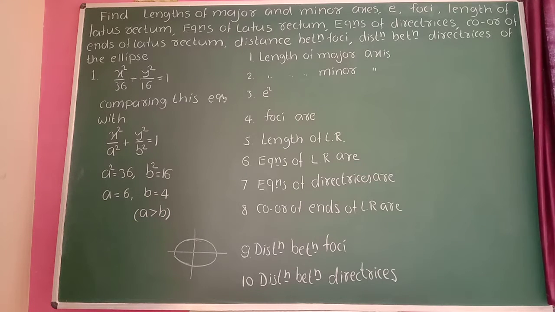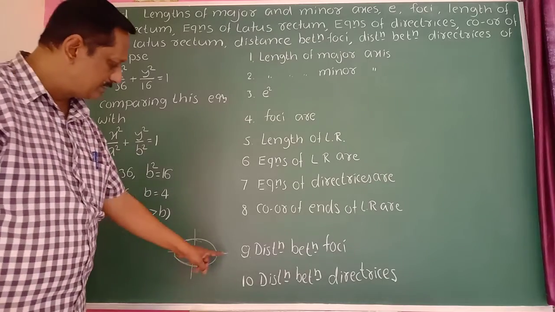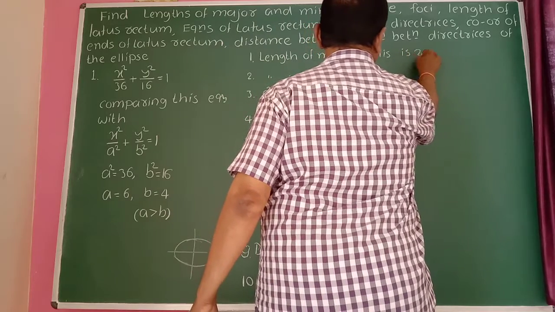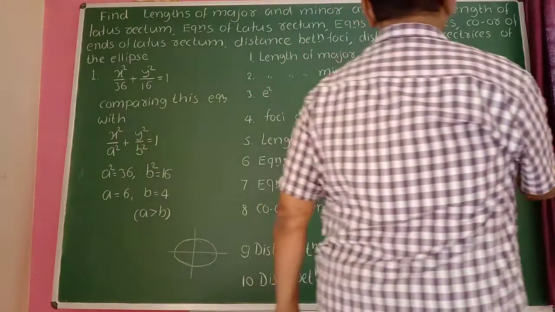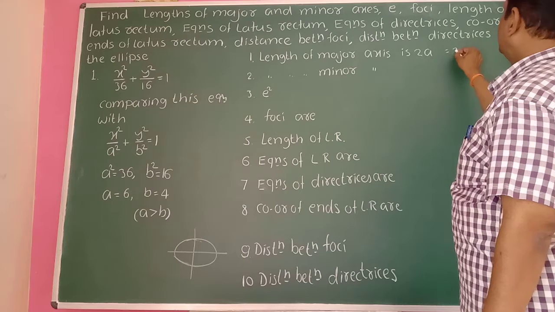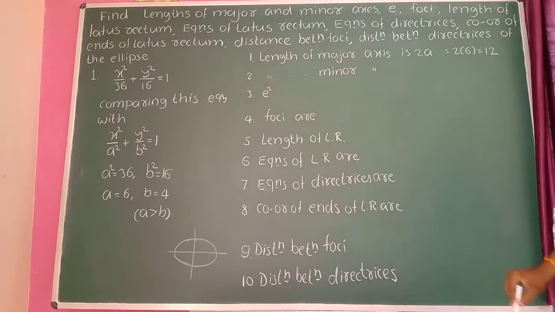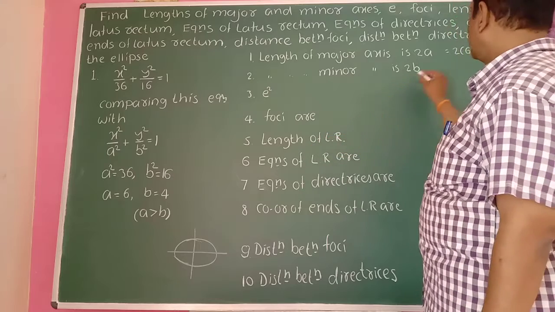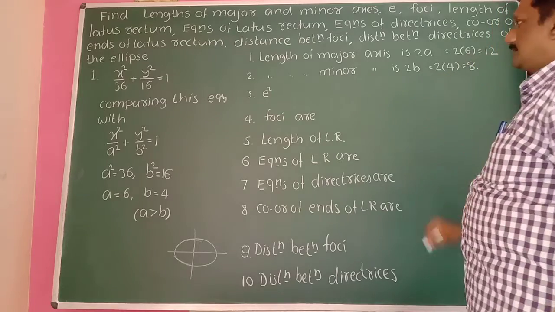So now use the formulas, means the coordinates and equations according to this ellipse. Therefore here x axis is the major axis. So length of the major axis is 2a. Then a value is 6, so 2 into 6 is equal to 12. Length of the minor axis is 2b. B value 4, 2 into 4 is equal to 8.